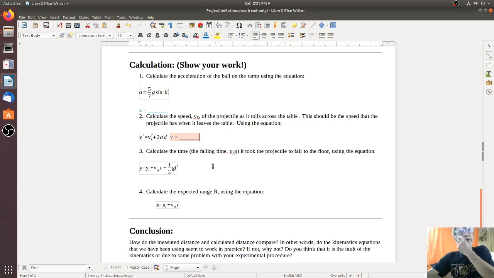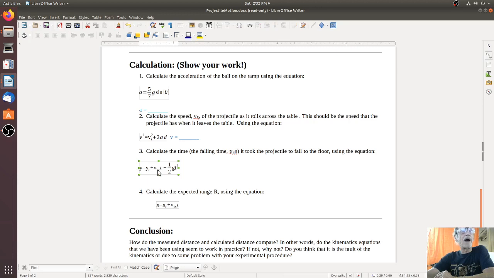Now, when it leaves the table horizontally, it's falling in the vertical direction while it's moving horizontally at a constant speed, the same speed it left the table with horizontally. So the initial velocity in the y direction when it leaves the table, this is from chapter 3, is 0. And the initial y position is 0.